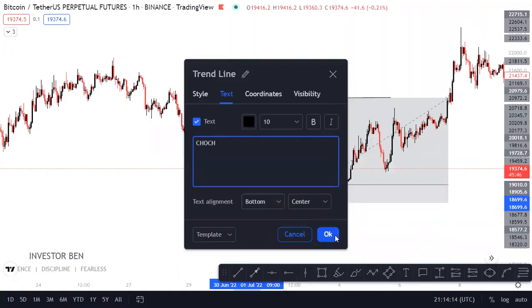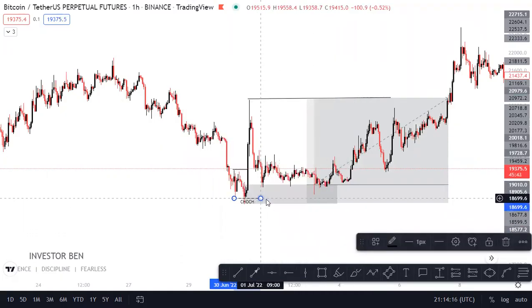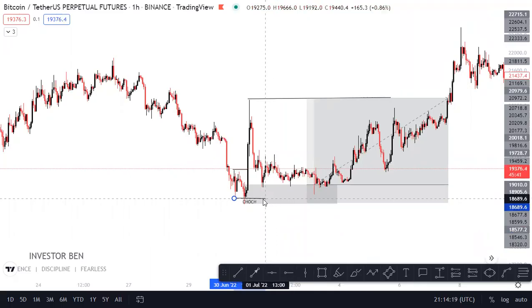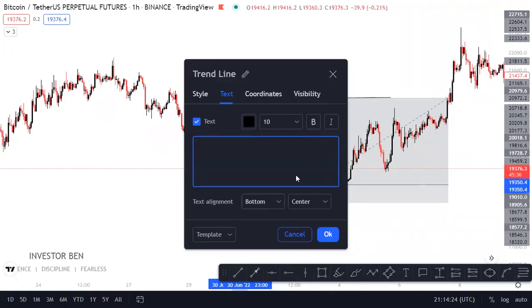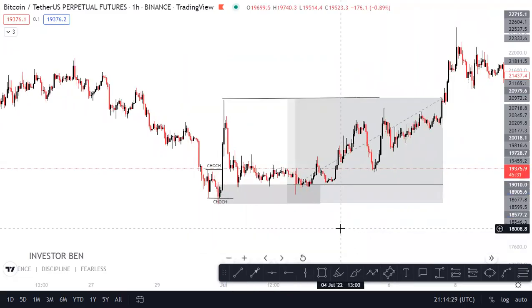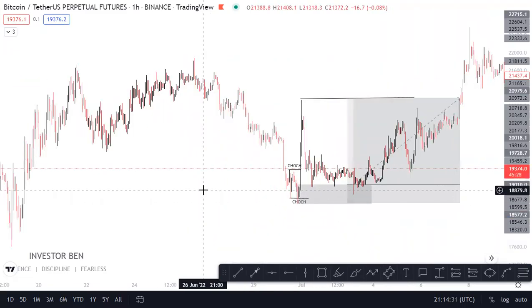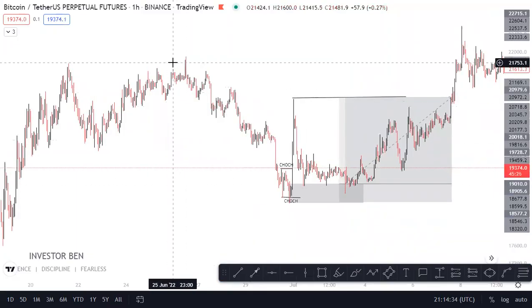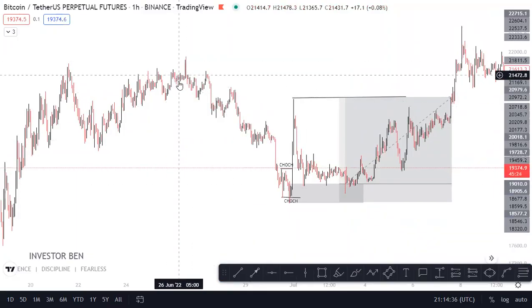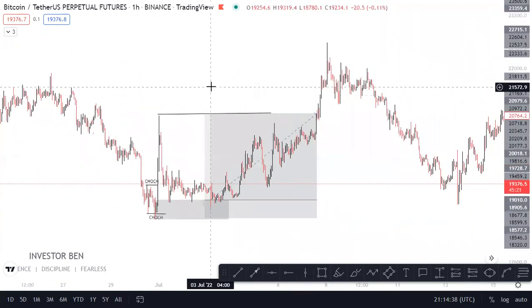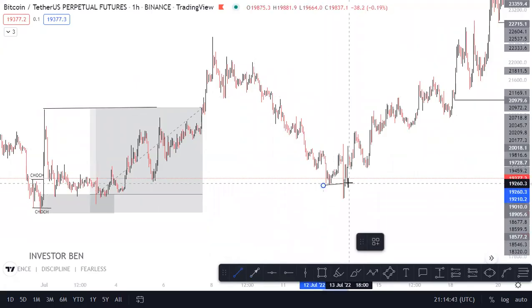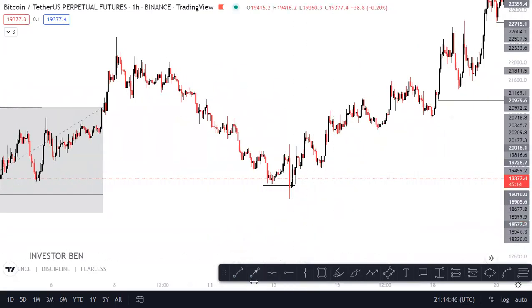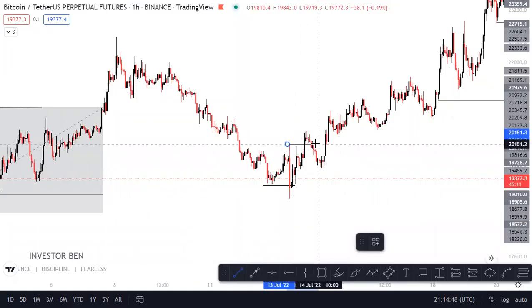So you get everything, bottom, right? A change of character here, a change of character here, and then price went to the upside, right? Yeah, price took this thing out. So we keep on having change of characters. We have one here, right? We have one here. I don't know about this one. Okay, let's see the price movements.